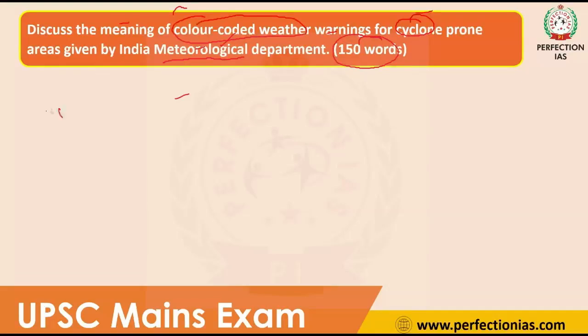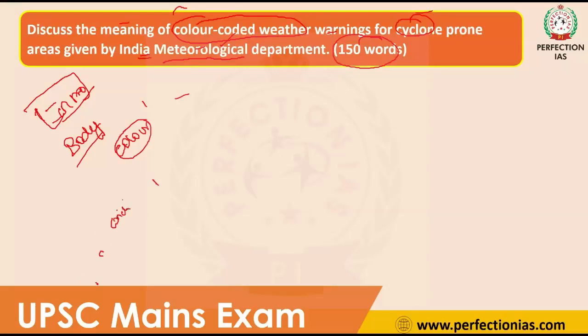For this question you have to write an introduction. In the introduction, you can write the aim of IMD's color code early warning system, a brief about the main aim or purpose of this color coding. In the body part, this question contains only one body, so you have to write only about color coding. There are four color coding classifications for the cyclone early warning system, so you have to mention each color coding and what that particular color coding specifies. And in the last, the conclusion. In the conclusion, you have to write about the significance of this color coded warning system. So first we will see the introduction.